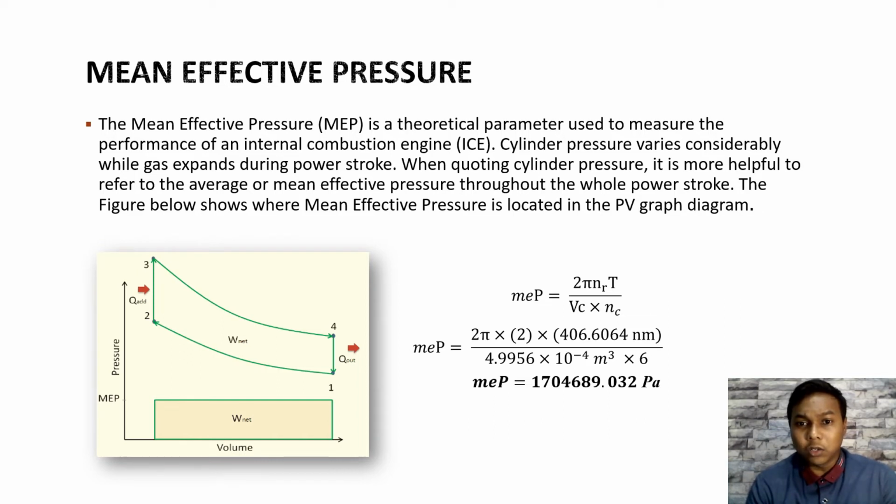Mean effective pressure is used for initial engine design calculation. With engine torque and MEP as input, the engine designer can calculate the required engine volumetric capacity. Remember that the mean effective pressure is only a parameter to measure engine performance and does not reflect the actual pressure inside an individual combustion chamber.